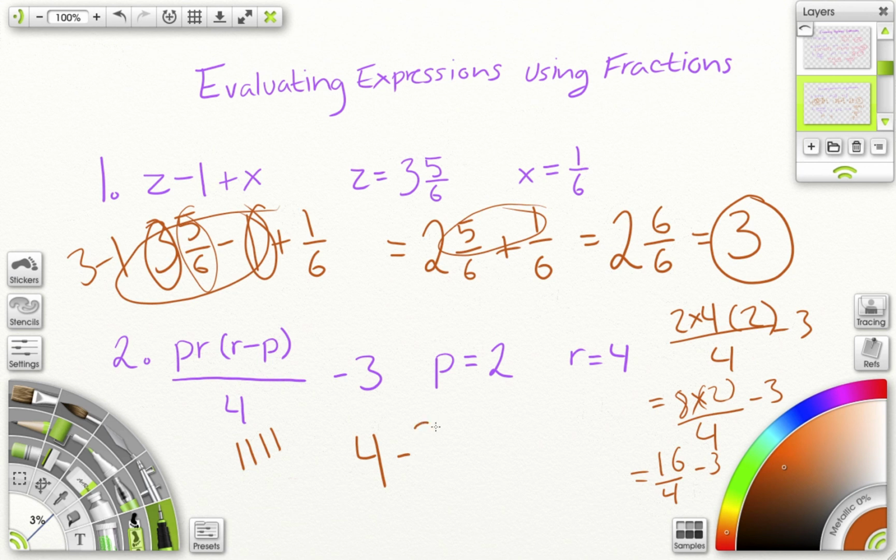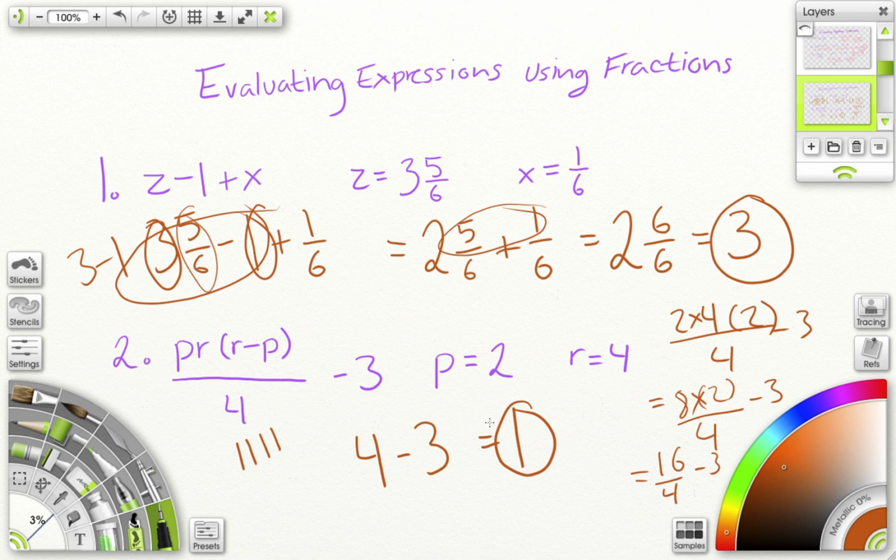Now I minus 3 wholes. 4 minus 3 equals 1. So I have 1 whole. So my answer to this question is 1 whole. So that's really what it is, you're just doing your operations with fractions.